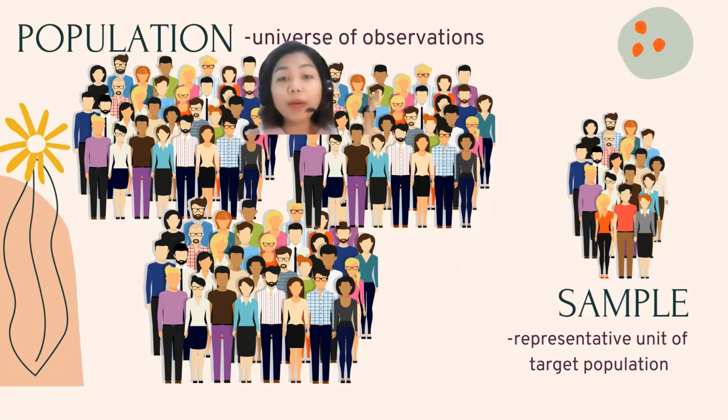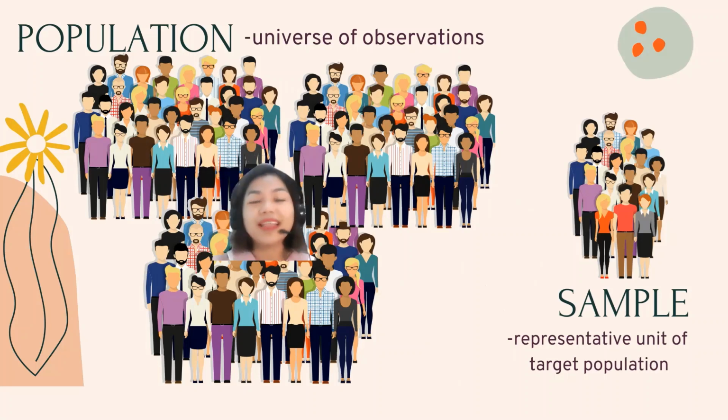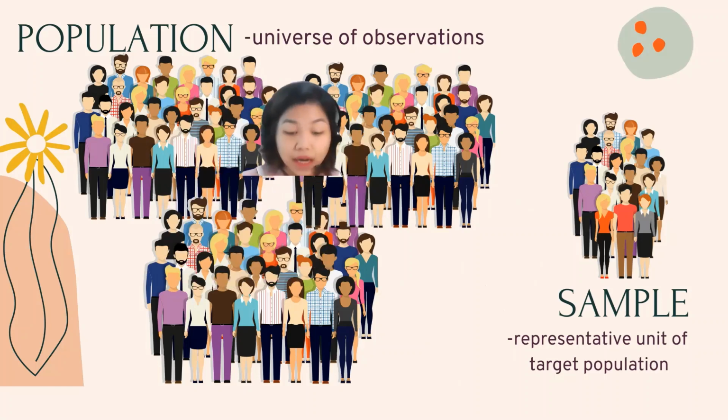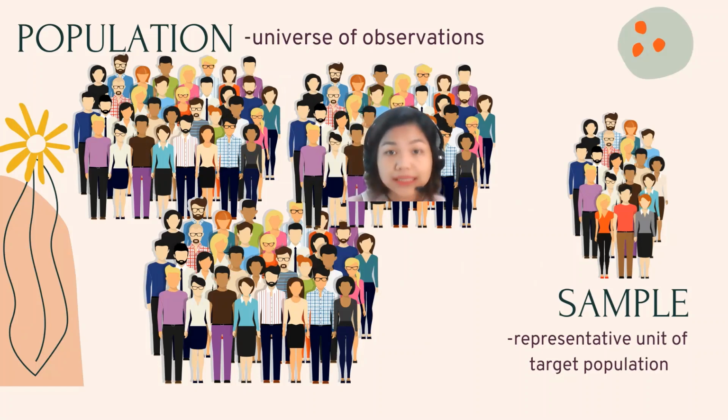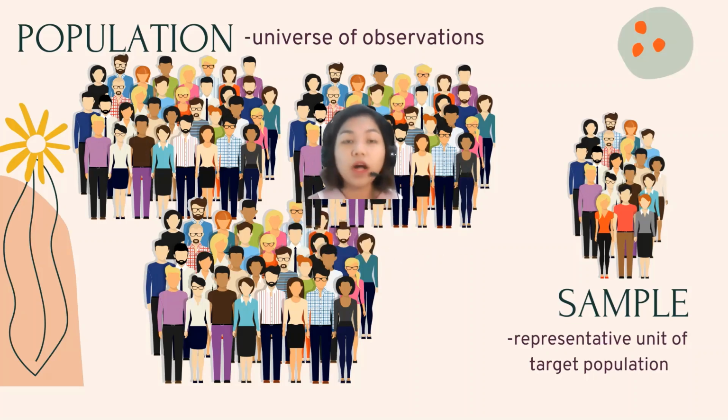So if this is our population of the entire universe or the entire world, then we wanted to conduct a study. Remember, it's very hard for us to use the entire population. So we could actually use the sample. We could take out a representative or collect or draw a representative of the population. And we call that as the sample.